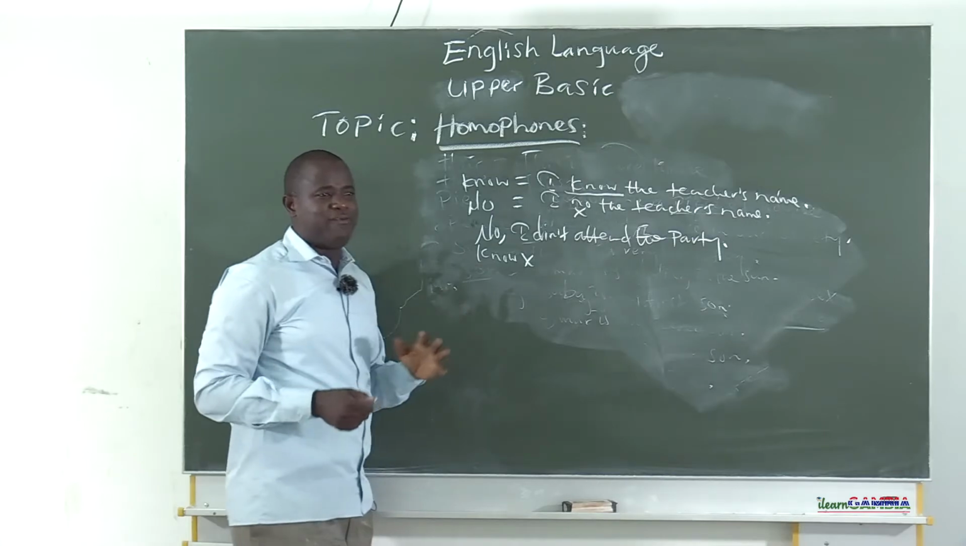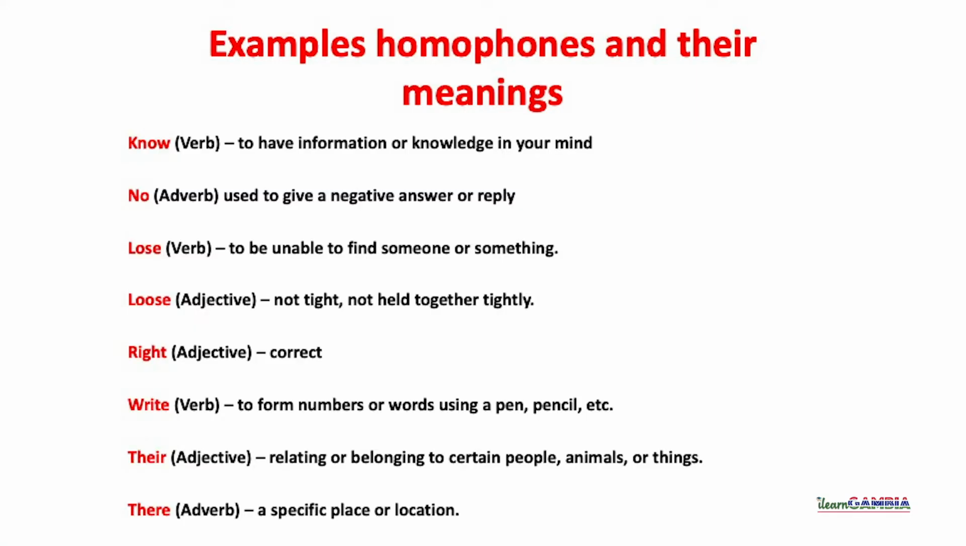Now we move on, we have another one again, lose, which is a verb. The other one, loose, is an adjective. So the one that is a verb means to be unable to find someone or something. The one which is an adjective means not tied, not held together tightly. For instance, you said lose the knot, and the knot was loose.